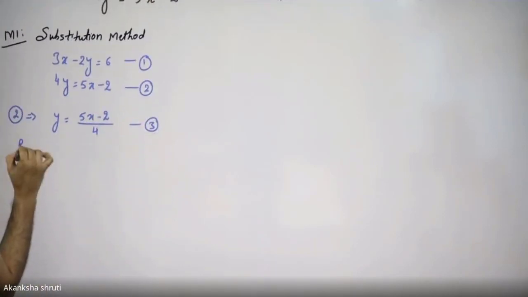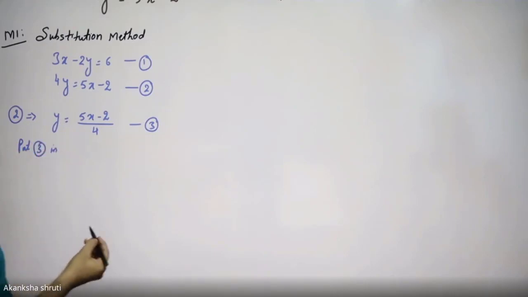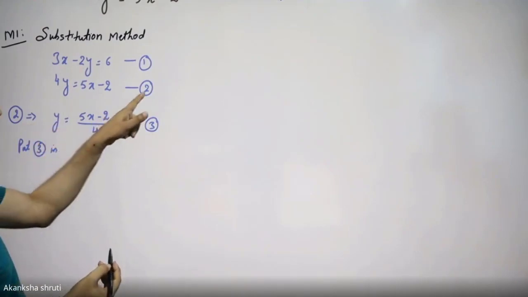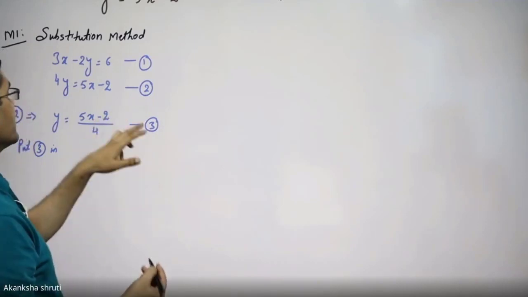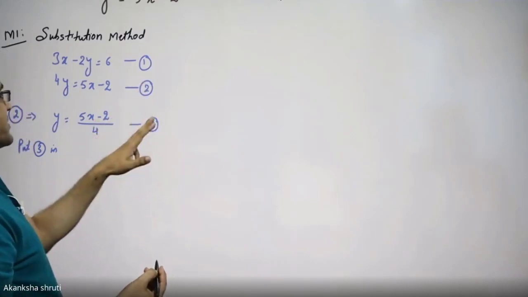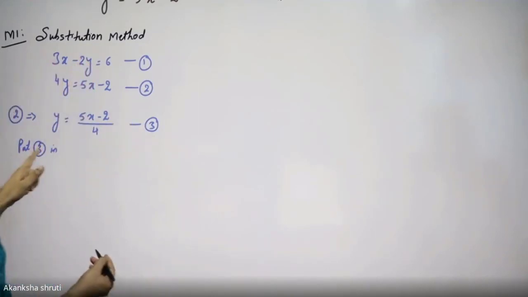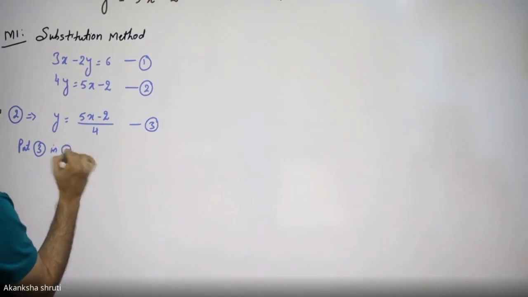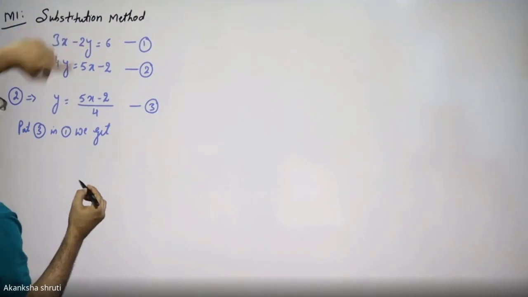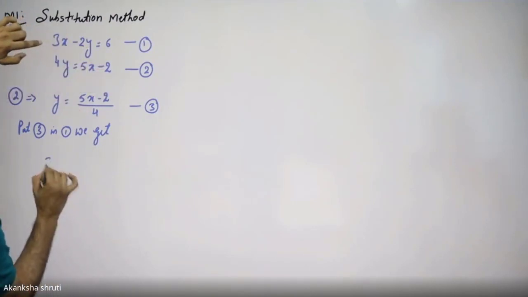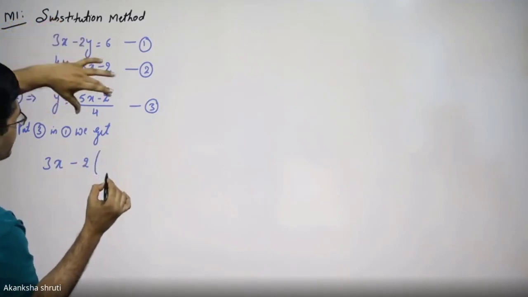Now you have to put this 3 in. Keep in mind, student, this y is calculated from equation 2. So equation 2 and 3 are the same thing. While y is calculated from the equation 2, you have to substitute this y in equation 1. So put this 2 in 1. We will obtain the equation like this. Wherever the y is there, you have to substitute this much. So it is our 3x minus 2 times, in place of y, we have to substitute this much.